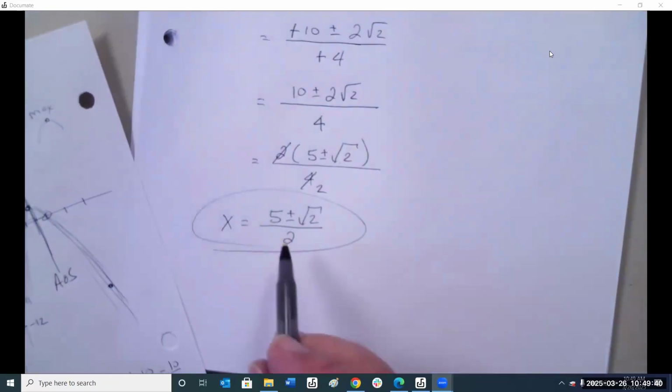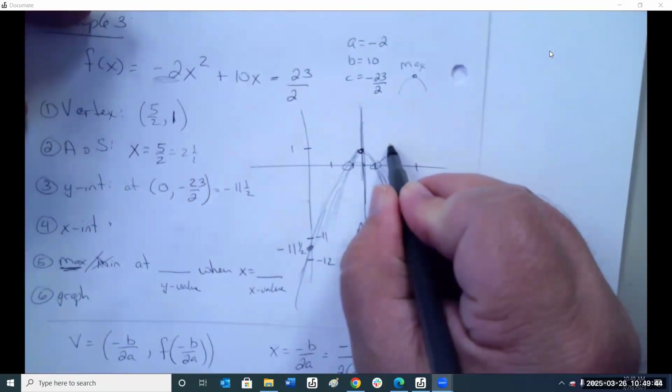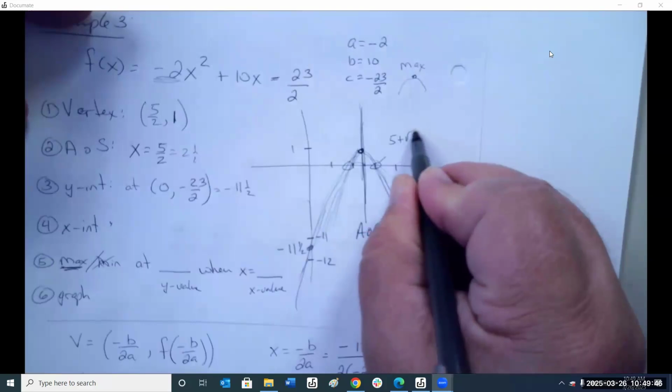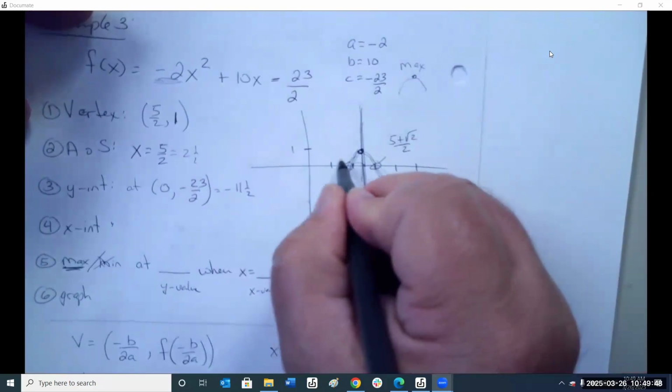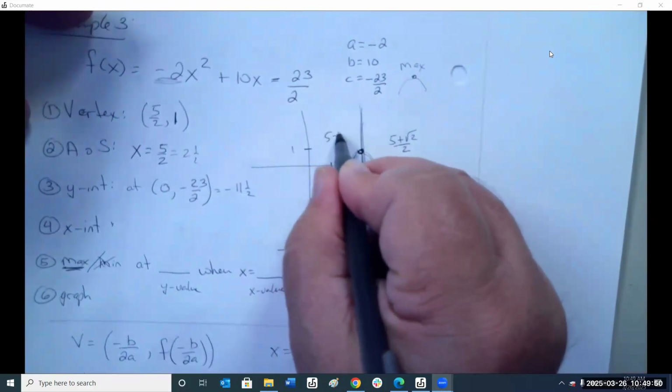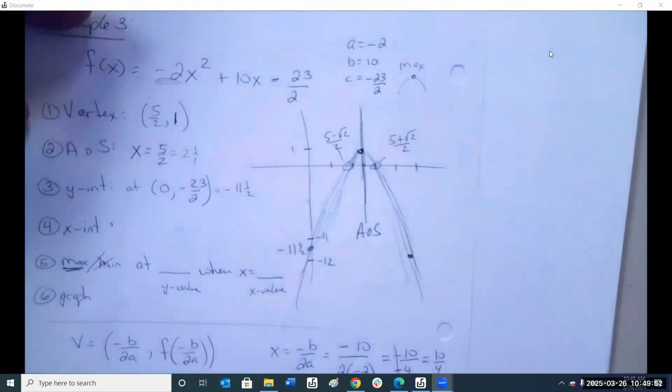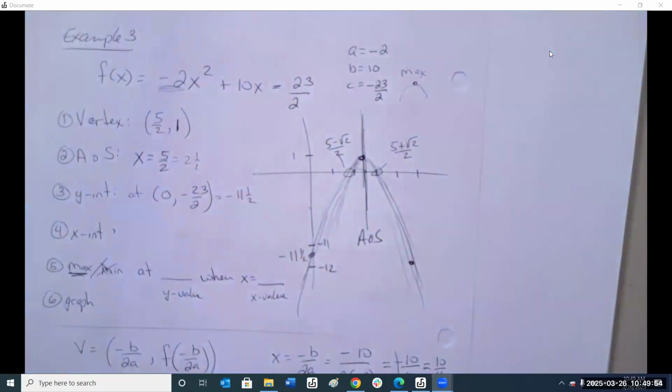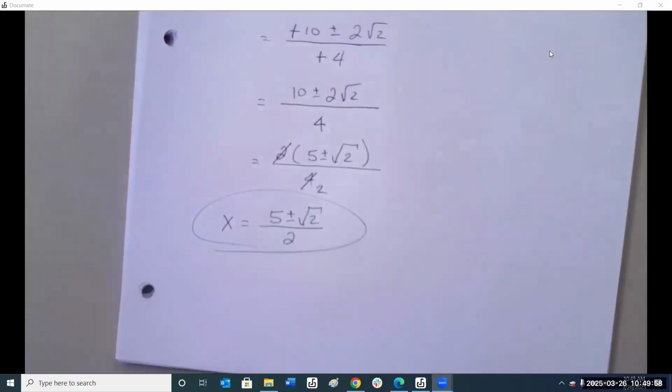What this is telling me is that this one is 5 plus square root of 2 over 2, and this one is 5 minus square root of 2 over 2. Those are my x-intercepts. It just takes practice. You have to practice doing those.